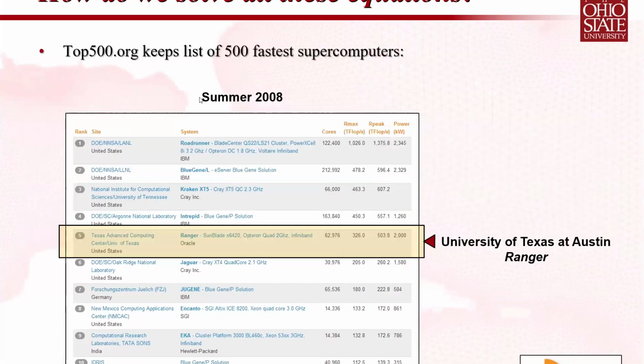And just a quick aside, I want to note that when the petaflop was reached in the summer of 2008, I was at the University of Texas at Austin, where they had a new supercomputer and were attempting to be the first to achieve this result. They didn't quite make it. However, they were listed in the top 5 fastest supercomputers at the time.